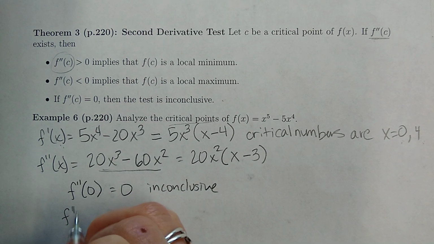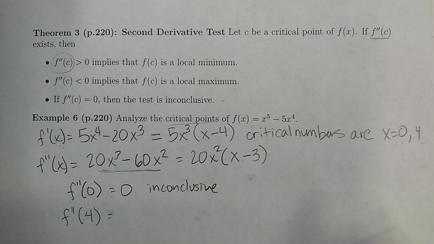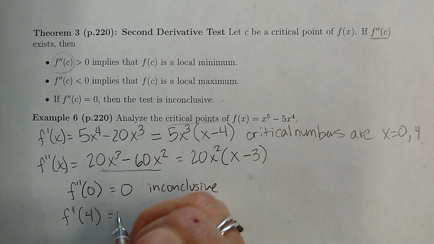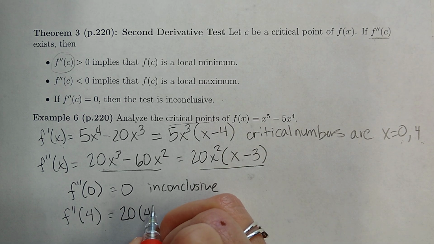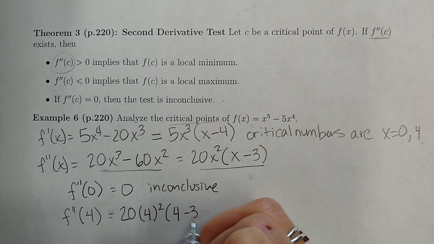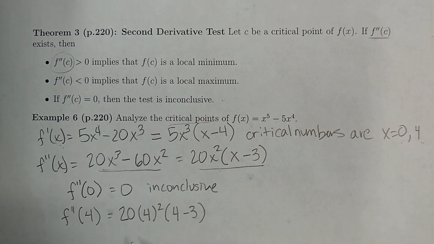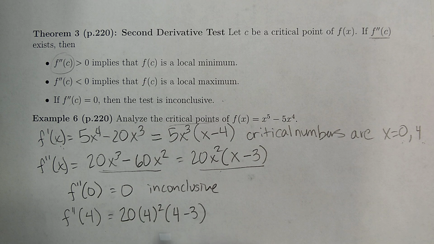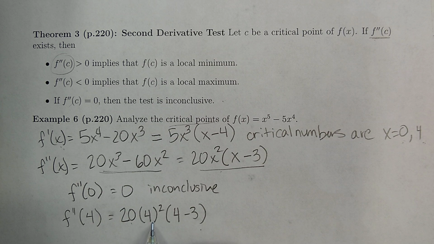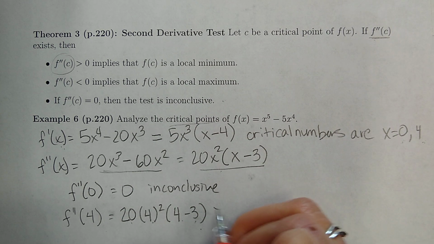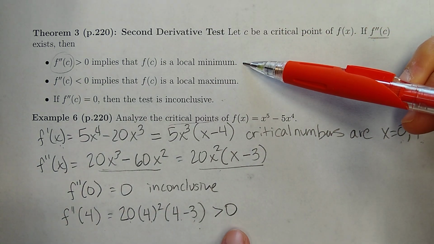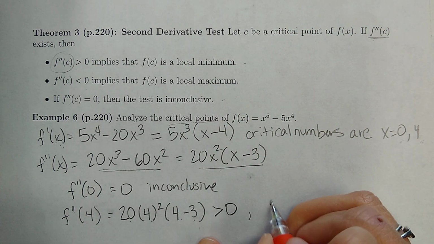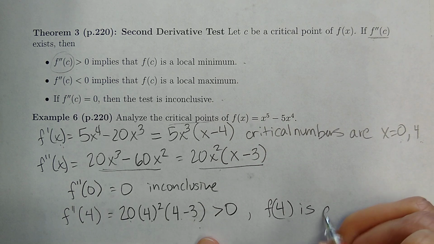All right, the second derivative evaluated at 4, which was the other critical number, is going to be 20, using this form now, times 4 squared, times 4 minus 3. I just plugged in 4. And really, I don't care what numerically this evaluates to. I just want to know its sign. 20 is positive. 4, when I square it, is positive. 4 minus 3 is positive. That's positive. So what does the second derivative test tell me? That f of c is a local maximum. So f of 4 is a local max.